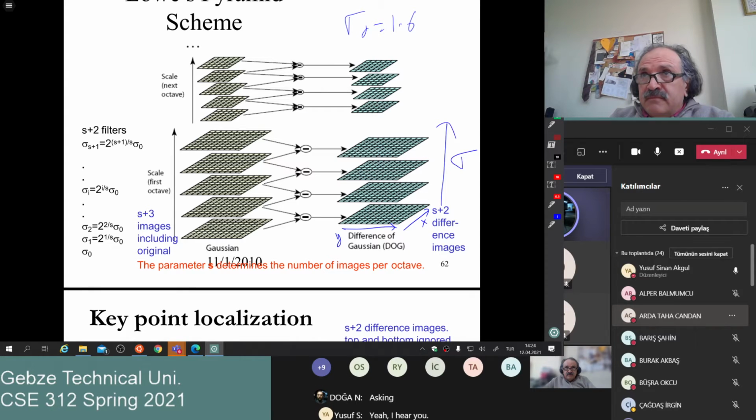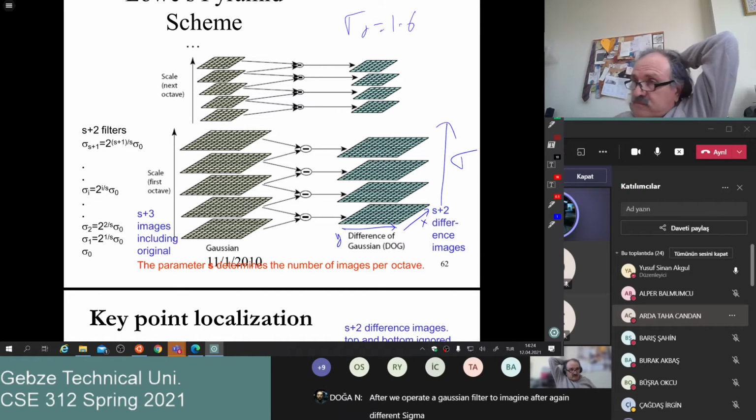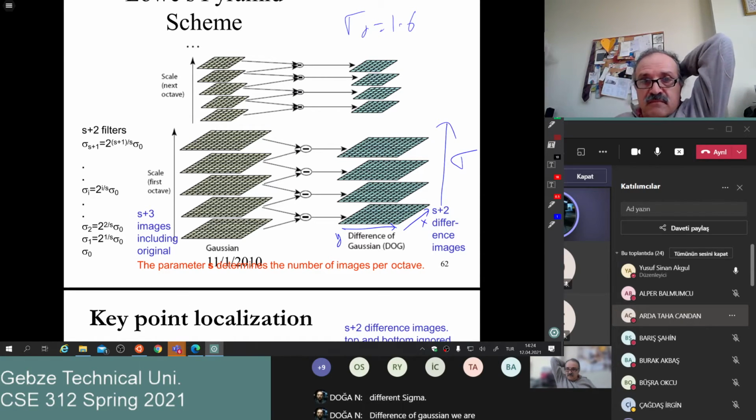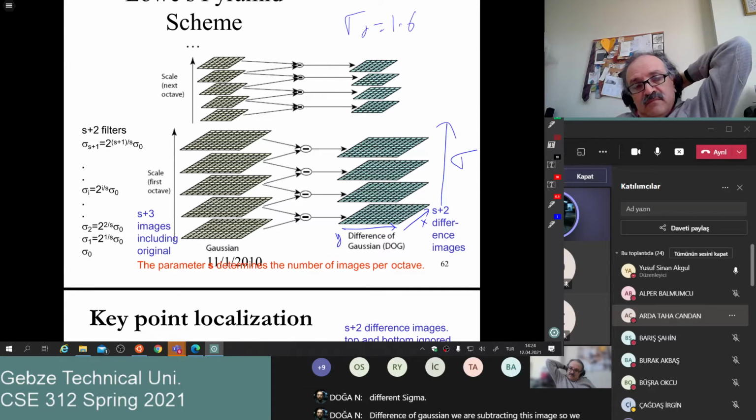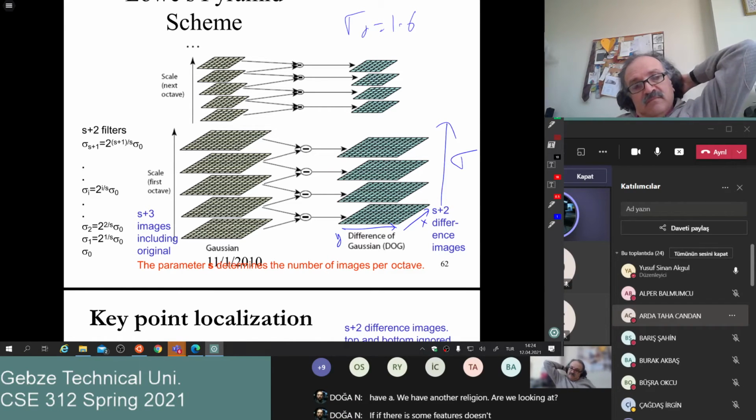After we apply a Gaussian filter to the image, and again with a different sigma, with difference of Gaussian we are subtracting these images, so we have another image. Are we looking at whether some features don't erase while we are subtracting the Gaussian images? If something is not erasable, we think that's a good feature, a strong feature. Is it right?